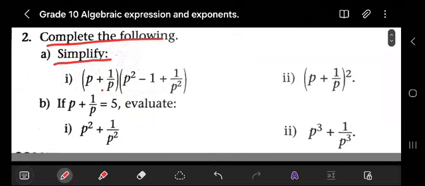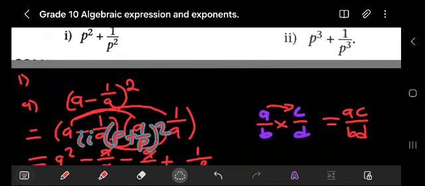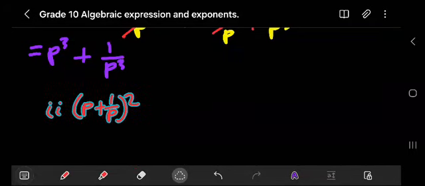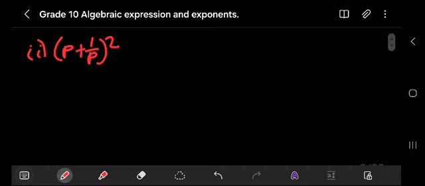Then number 2, we are given p plus 1 over p, squared. All right, we should evaluate this. And then what is that? All right, we're still together, right, guys? So let's simplify this now.